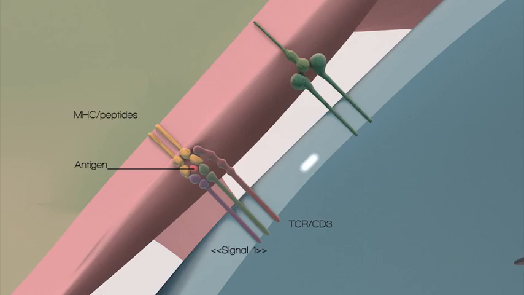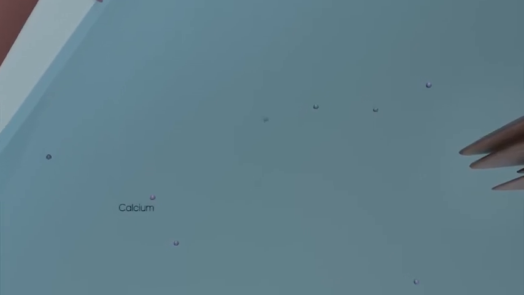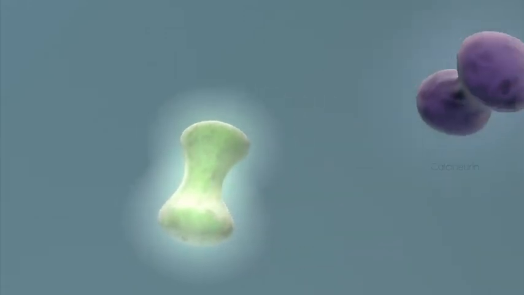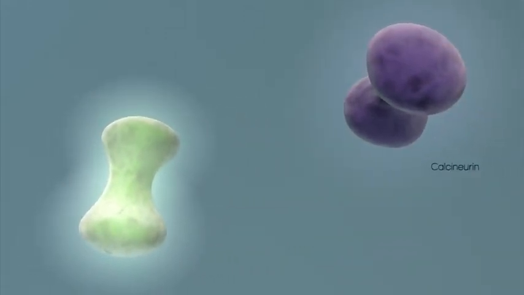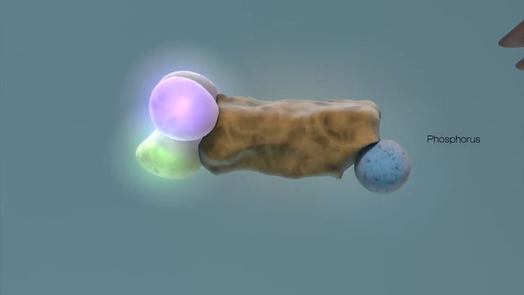Together, signal 1 and 2 result in efficient signaling through the T cell receptor CD3 complex, inducing several signaling cascades, including a rise in intracellular calcium. The interaction of calcium with calmodulin will activate the phosphatase calcineurin. Upon activation, calcineurin will dephosphorylate the transcription factor, nuclear factor of activated T cells, or NFAT.